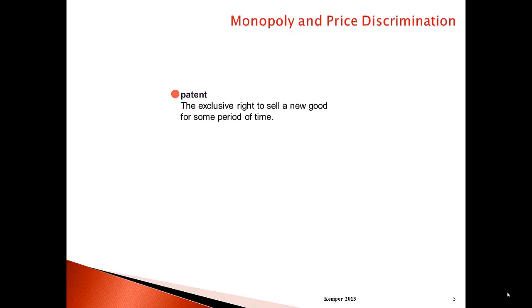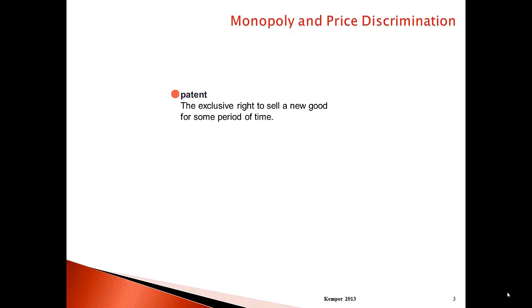Some things that we have done to keep monopolies from just controlling the market are patents and copyrights. A patent is the exclusive right to sell a new good for some period of time. You probably have a good idea of what a patent is. When you have an invention, you have the ability to file a patent. If it gets approved, then you have a period of time in which you can sell it, and no one else can sell that. And if they take your idea and try to produce it, you can sue them for infringement on your rights.